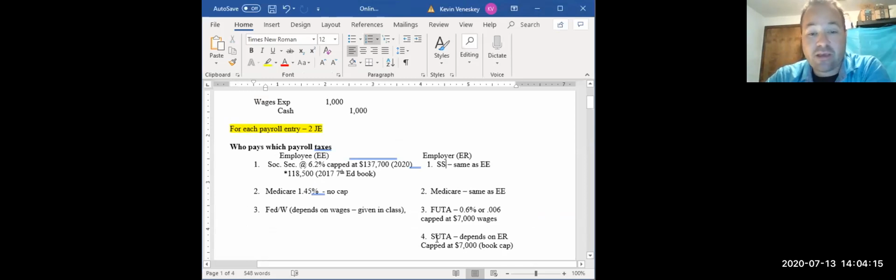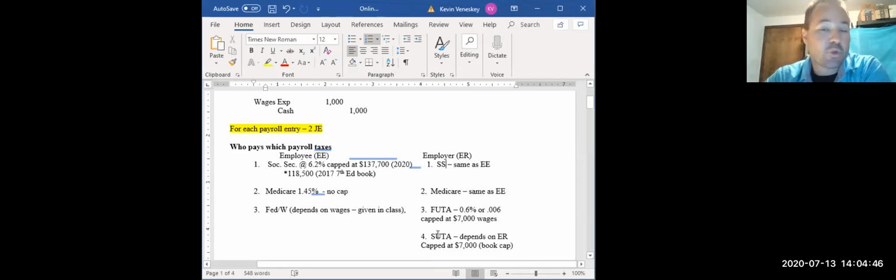And then with the last 2 down here, these are the unemployment taxes. So if you ever file for unemployment, the money just doesn't come out of nowhere. It comes from the employer ultimately, because the employer is feeding this unemployment system. FUTA stands for Federal Unemployment Tax Act. And notice it's very, very small. It's only 0.6%, or as a decimal, 0.006. And it's capped at 7,000.